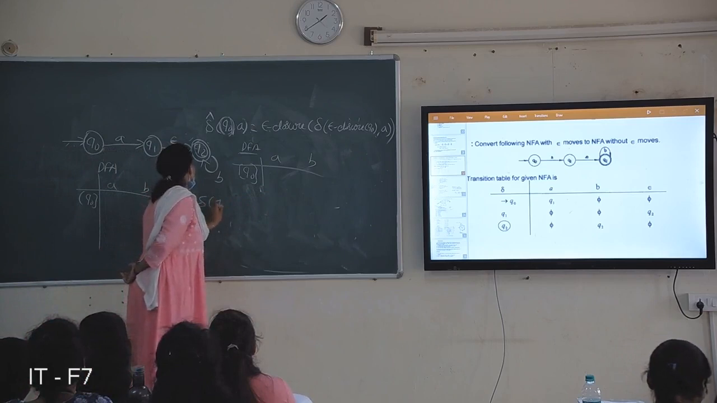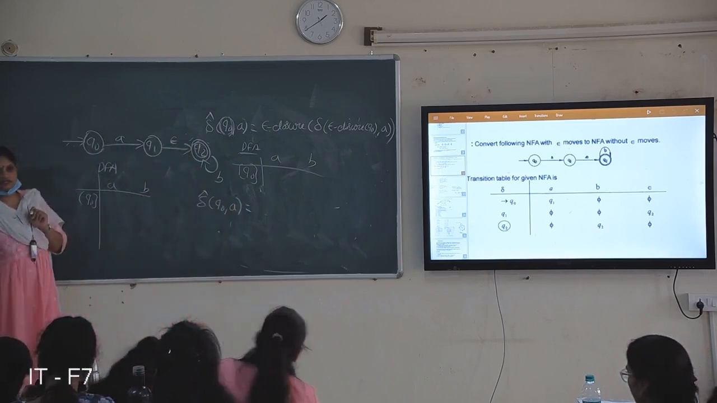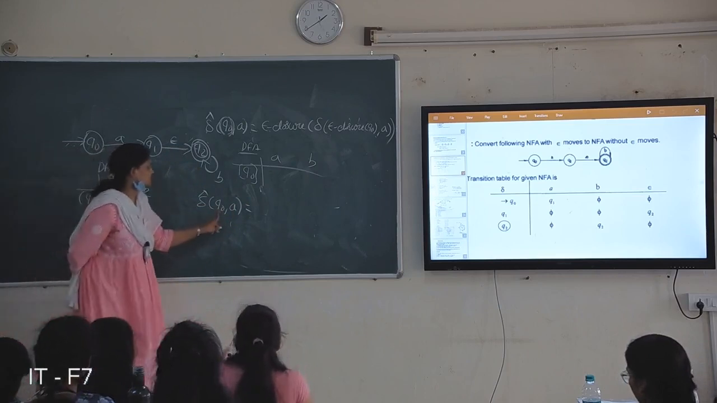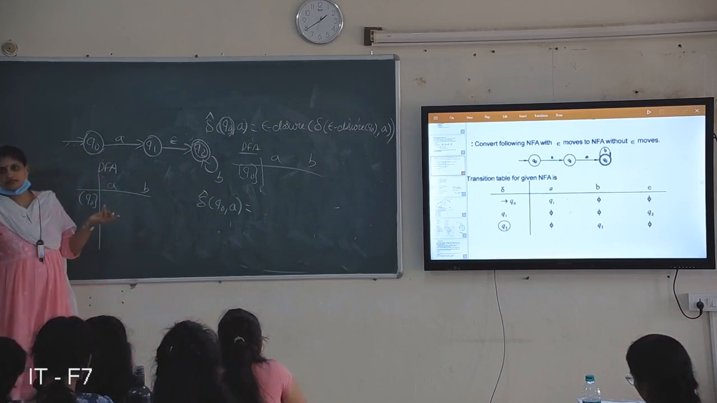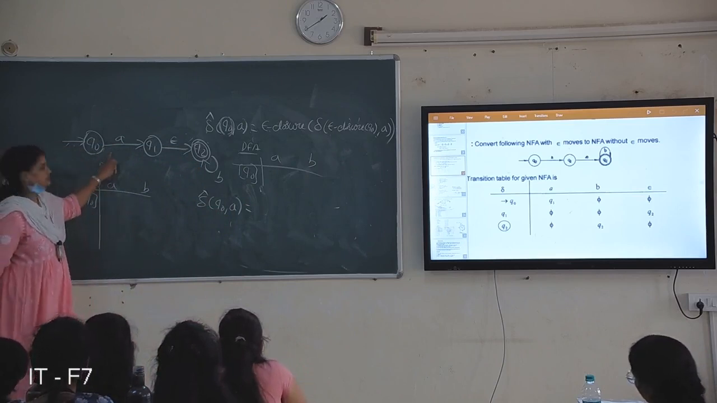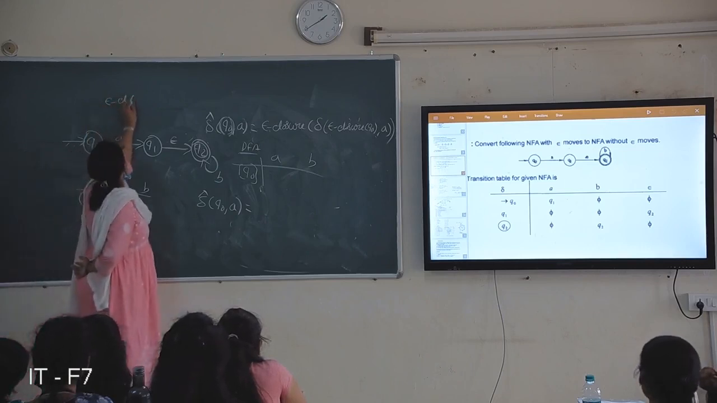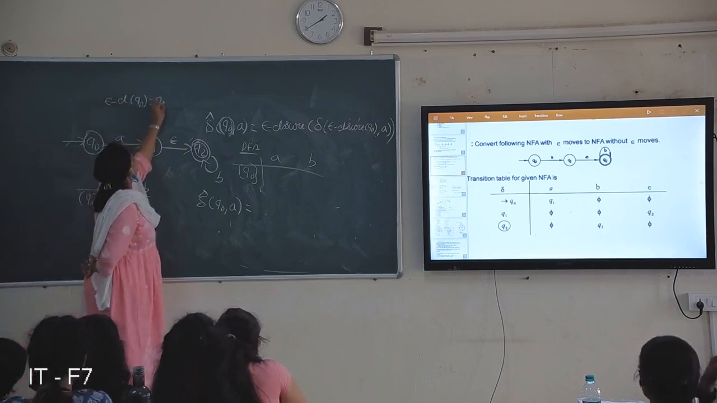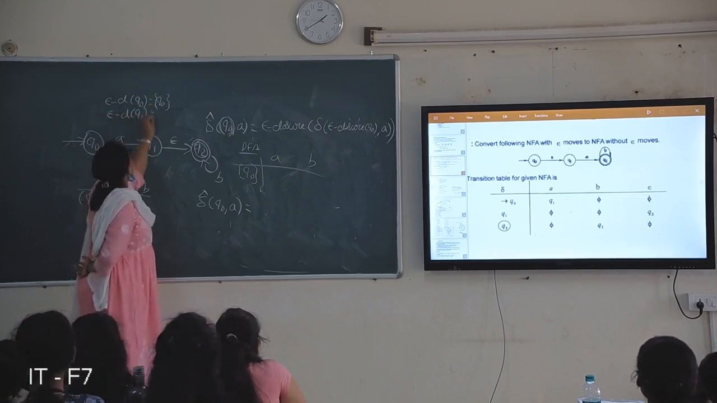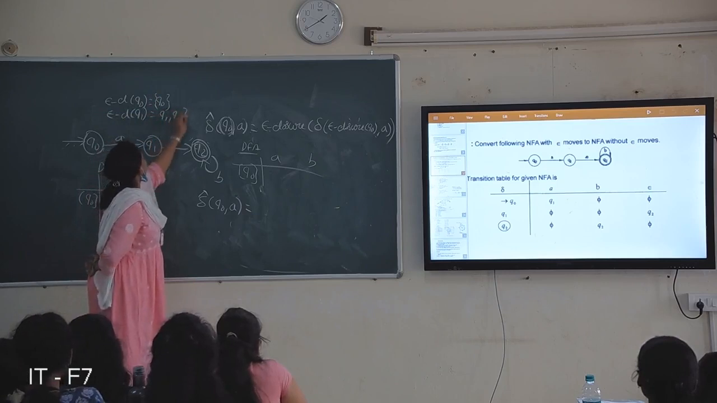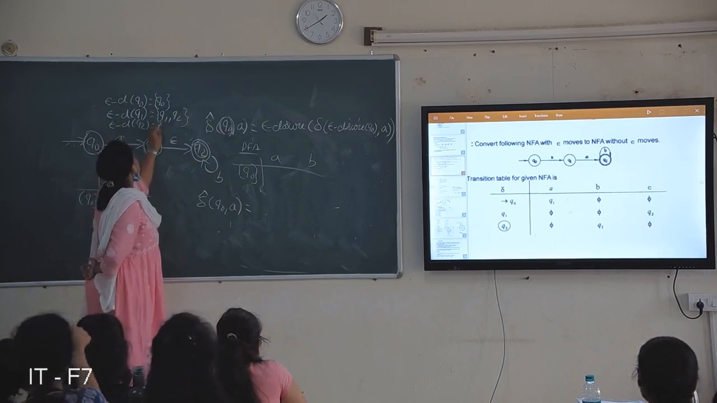Find out Q naught on A first. Okay. Q naught on A means first find out E closure of Q naught. E closure of Q naught is nothing but Q naught, so there is no null transition on Q naught. So first write E closure of every state. E closure of Q naught is Q naught only. E closure of Q1 is Q1, Q2. E closure of Q2 is Q2 itself.